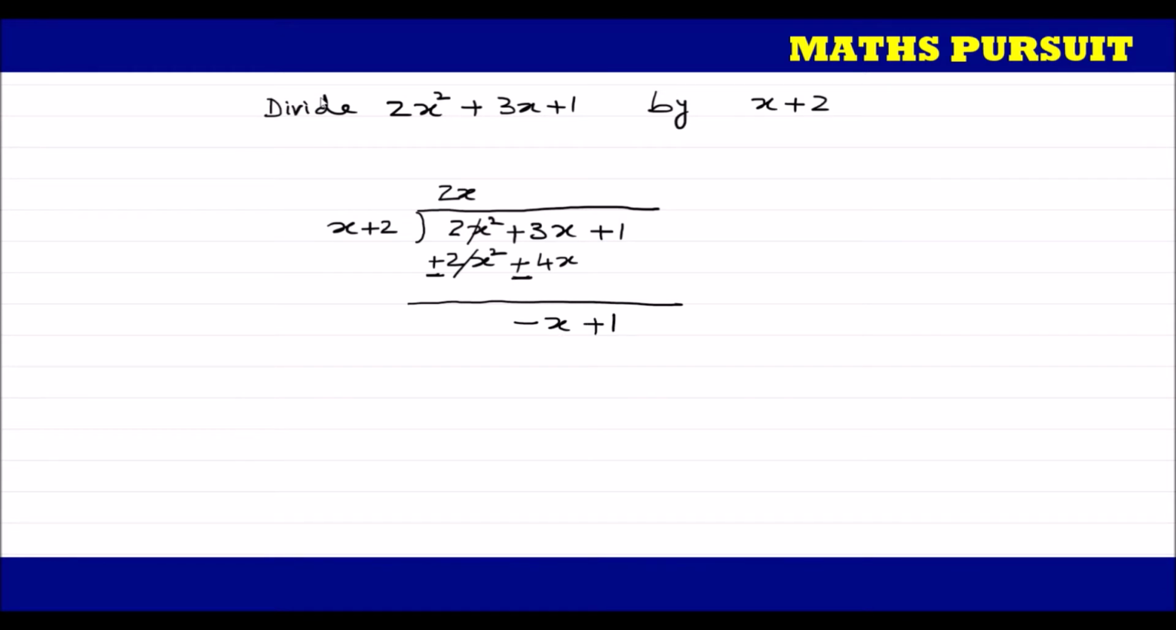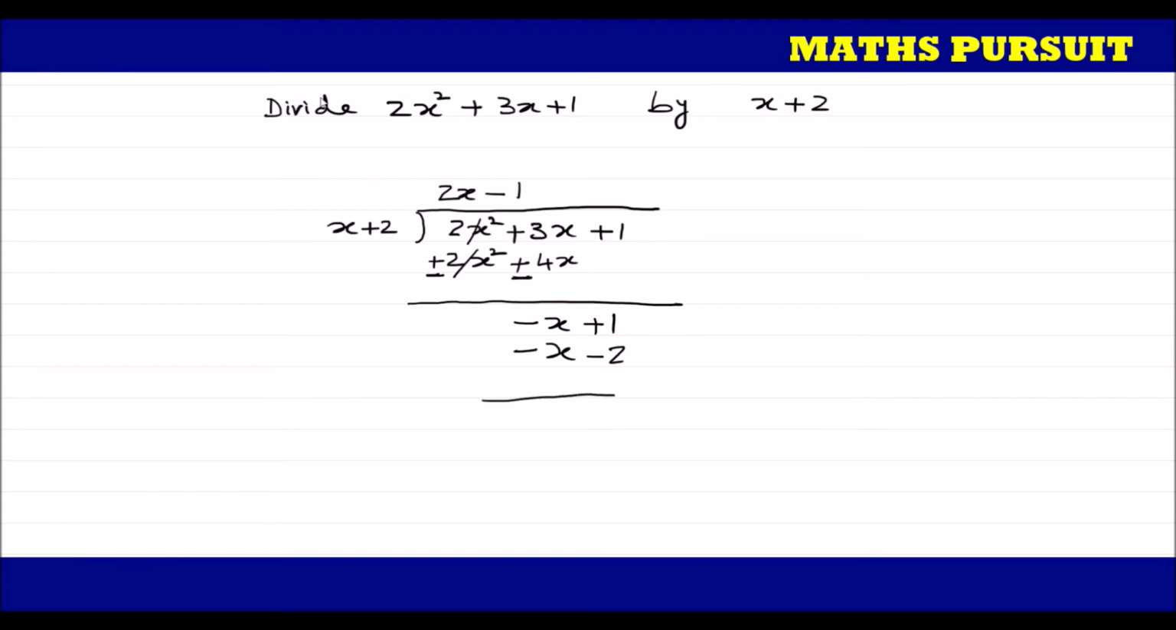Now guys, here we have x plus 2 and here we got minus x plus 1. Now what should I multiply with this x so that I can get minus x, because our requirement here is minus x? The answer is very simple. If I multiply minus 1 to this x, I will get minus x here. So I can write minus x, and minus 1 into plus 2 is minus 2.